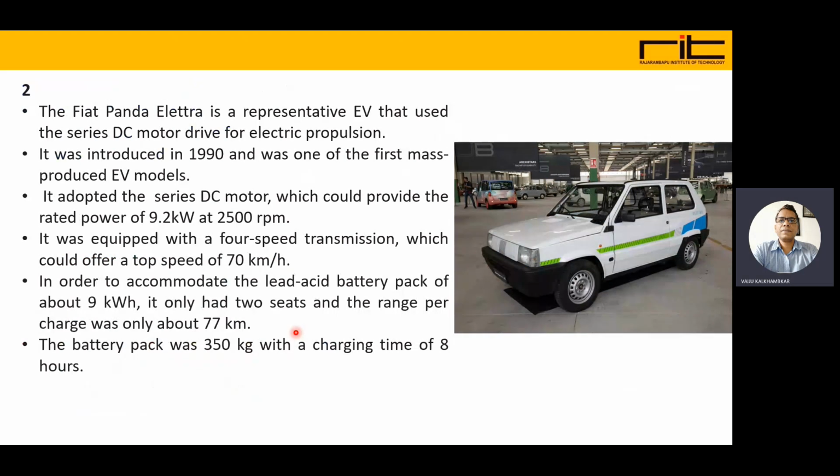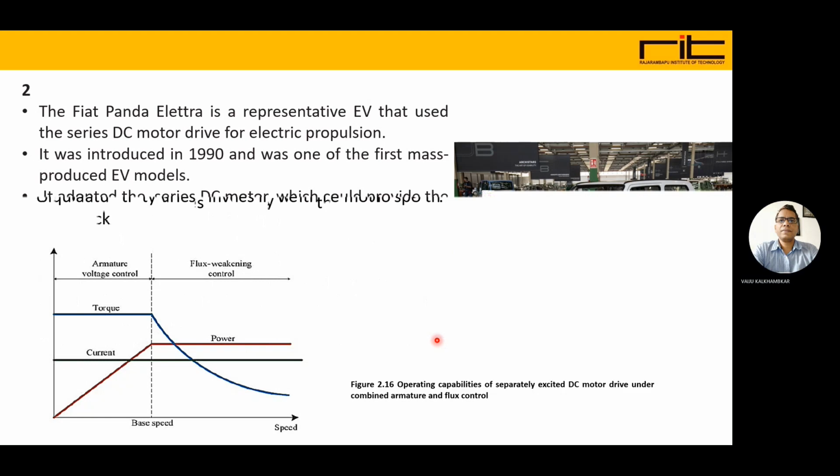The second application, the Fiat Panda Elettra, is the representative EV that used the series DC motor drive. Launched in 1990, it was one of the first mass-produced electric vehicle models using a series DC motor. It could provide a rated power of 9.2 kW at 2,500 RPM. It was equipped with a 4-speed transmission, which could offer a top speed of 70 km per hour.